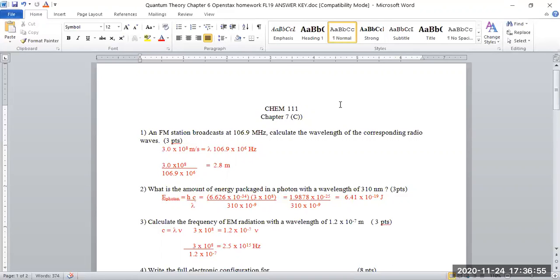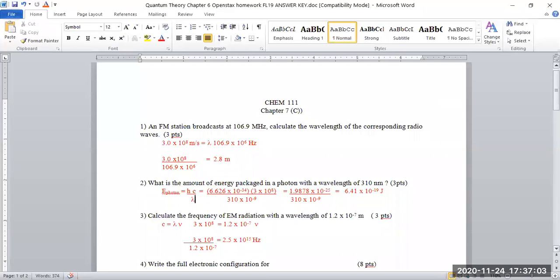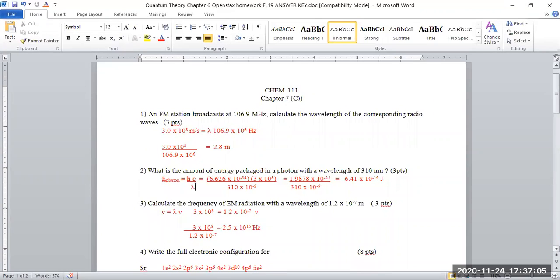When we looked at segments of the EM spectrum on the overview chart, radio waves are down pretty far toward the long wavelength end of the spectrum. So it makes sense that it's not quite 3 meters.